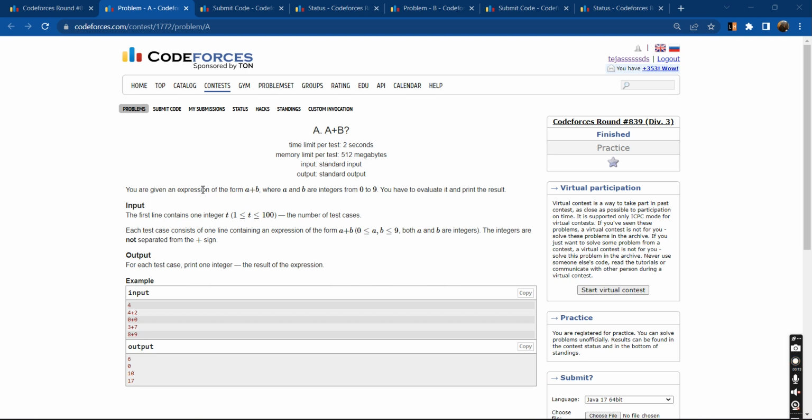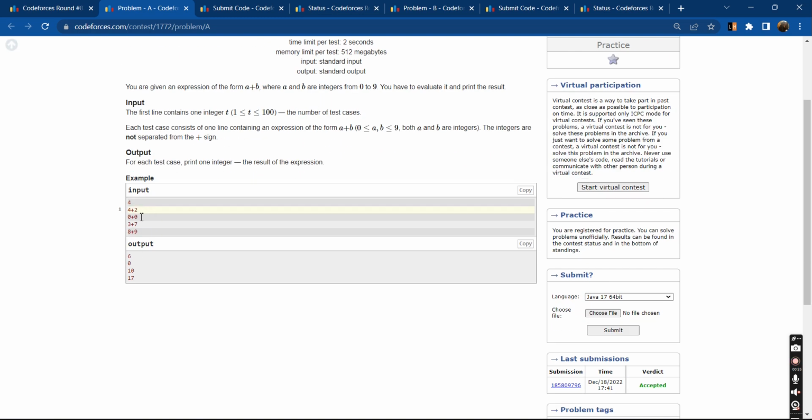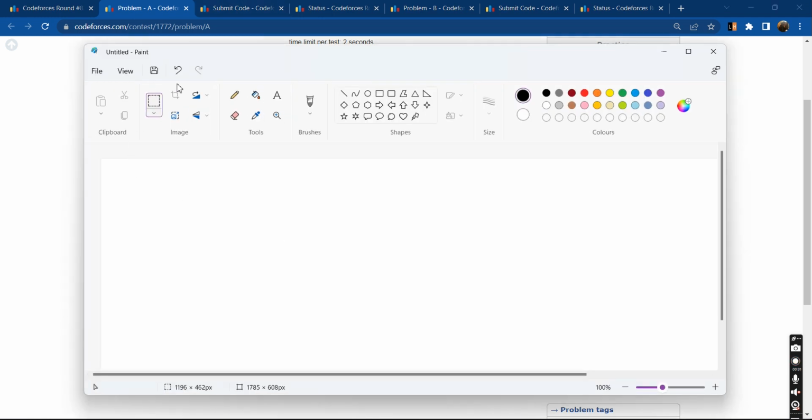So in the first question, we are given an expression of the form A plus B where A and B are integers from 0 to 9. Both 0 and 9 are inclusive. You have to evaluate it and print the result. So like if you have 4 plus 2, we need to print 6 and so on. So this is a very easy question.